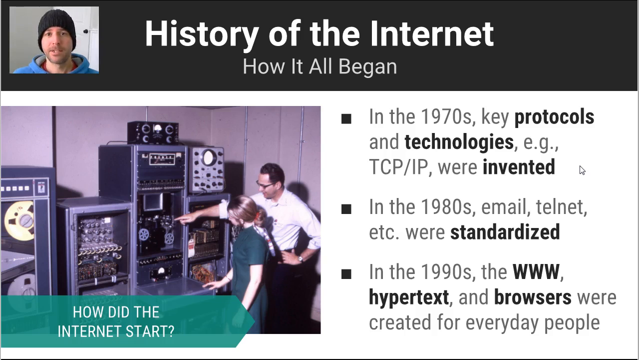In the 1980s, people realized they could use the internet for cool things like email and telnet, and these needed to have protocols, rules that were standardized. And then in the 1990s, we finally had what was called the World Wide Web, which is just another use of this interconnected system of networks. Hypertext, which you guys are going to be learning about, HTML was invented, and browsers like Chrome, Firefox, and Internet Explorer that you use every day were invented.